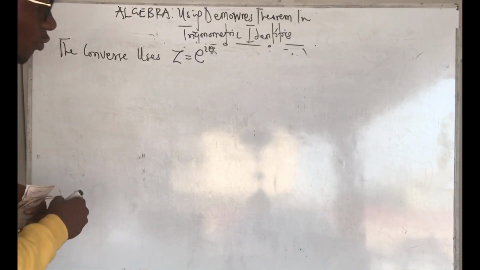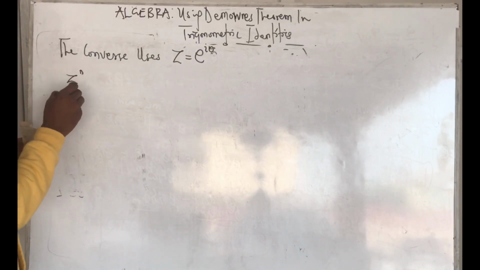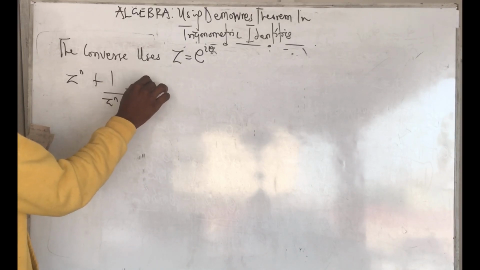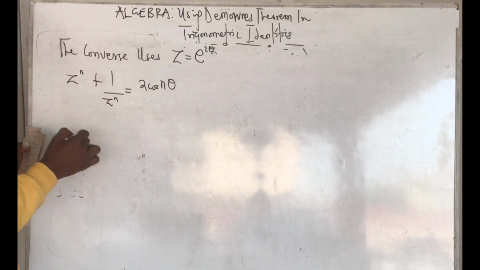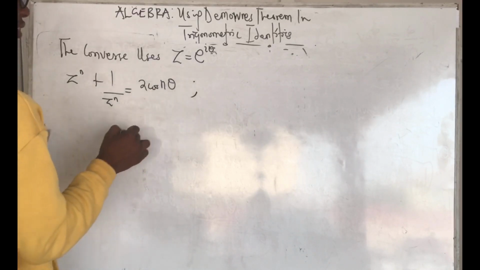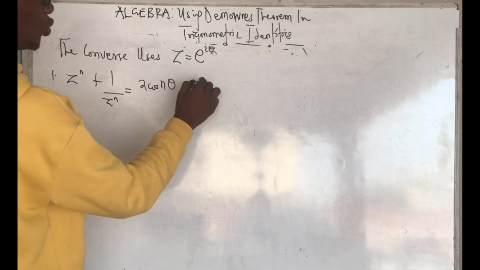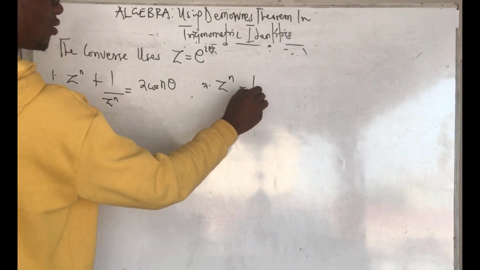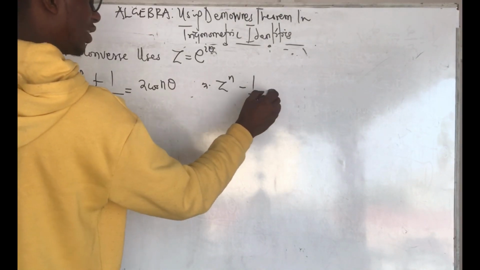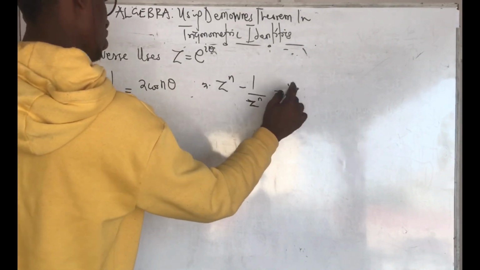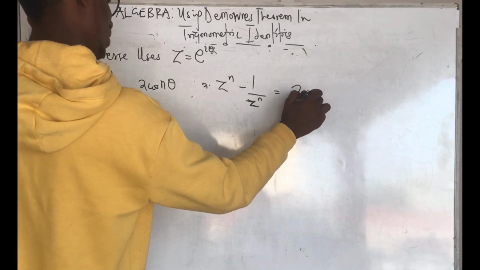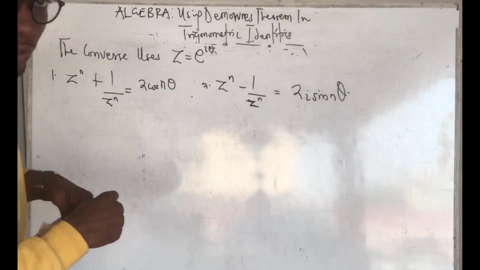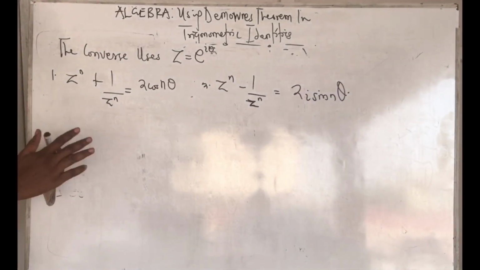So now what happens is that with the converse, first of all, the expression is Zn plus 1 over Zn, which is equal to 2 cos n theta. And there are two expressions, so one is this, and two, if you have an expression like Zn, a complex number, minus the inverse of that complex number, then it is the same as 2i sine n theta. So this is the converse. Take note of this very well because you will be using it.